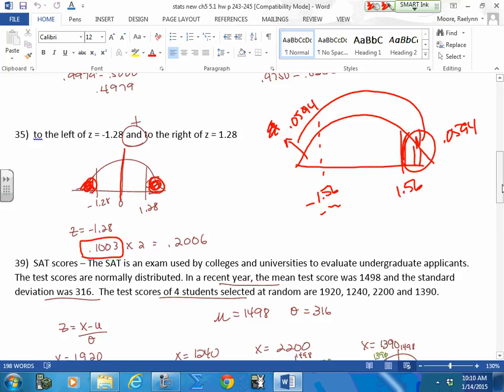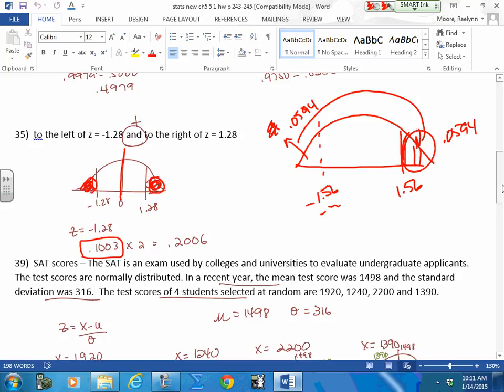But 1.56 on the table does not say that. No, it doesn't. It says 0.99-something, because it always measures the area to the left. But now subtract that from 1, and it has to be the same thing. But the shortcut is this: if you notice that the curve is symmetric and the areas on the ends are exactly the same, I don't have to look up the positive number and subtract it from 1. I could look up the negative number and not subtract it from 1.